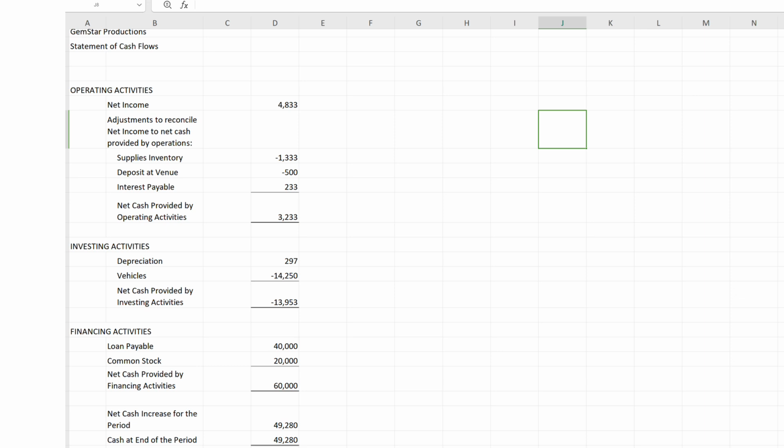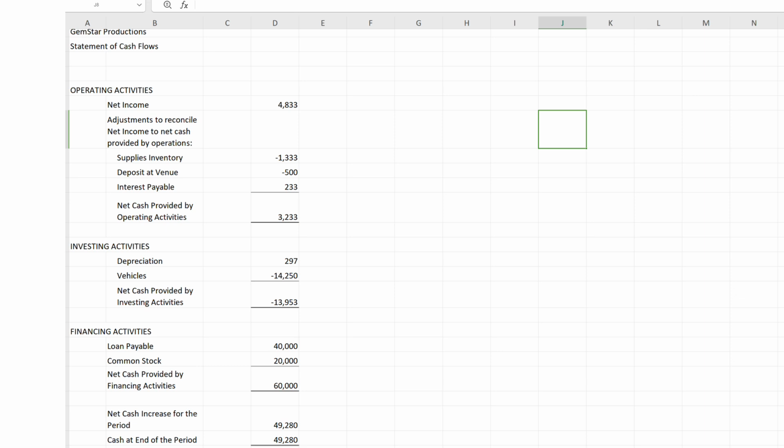It adds and subtracts transactions that either add or take away cash, and then provides a total of ending cash, which can be found on the balance sheet. And again, it ties the profit and loss and the balance sheet together. And as we start, we have net income from the profit and loss statement of $4,833.